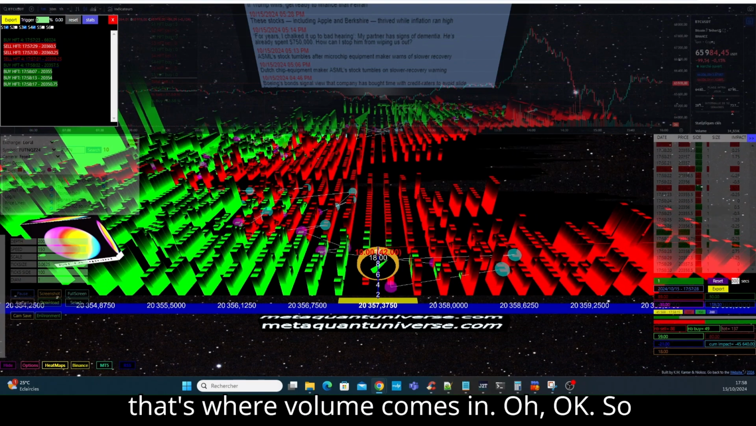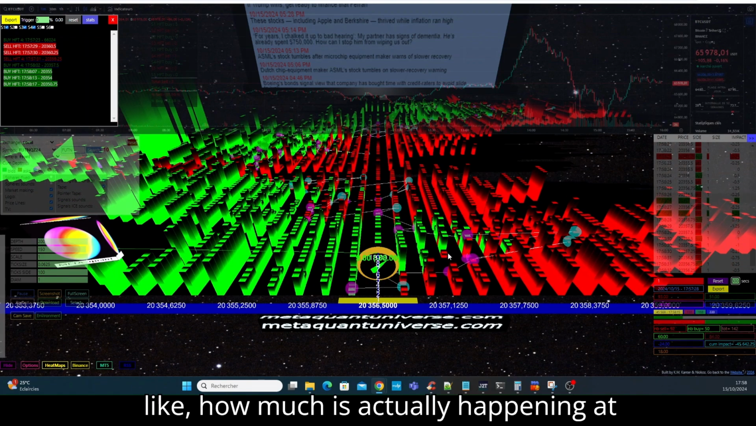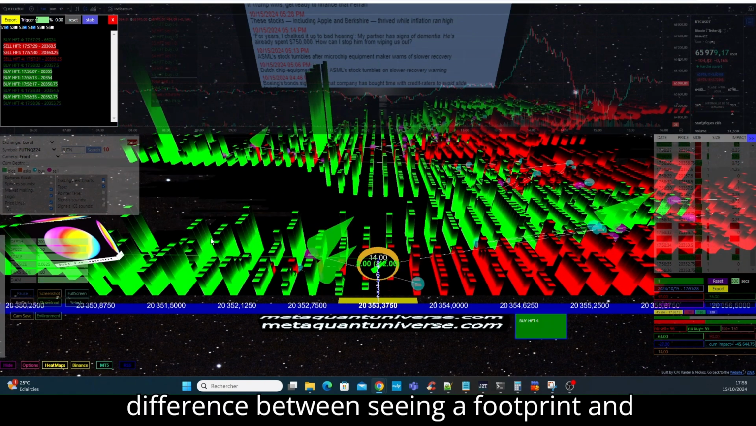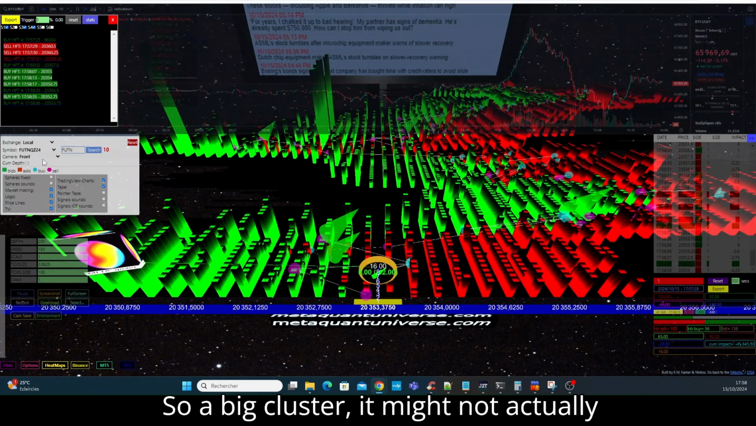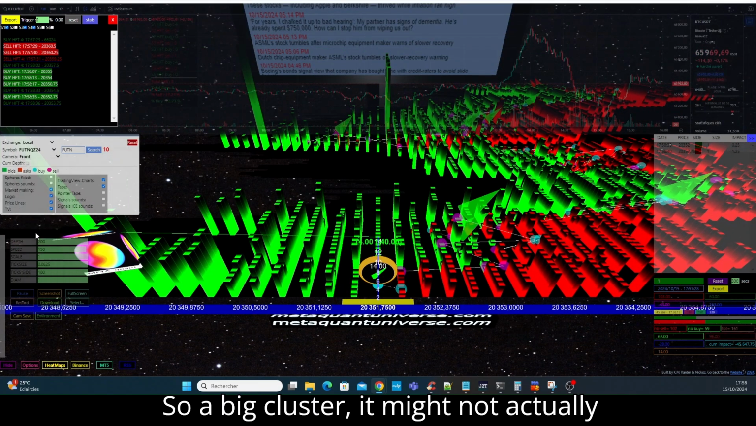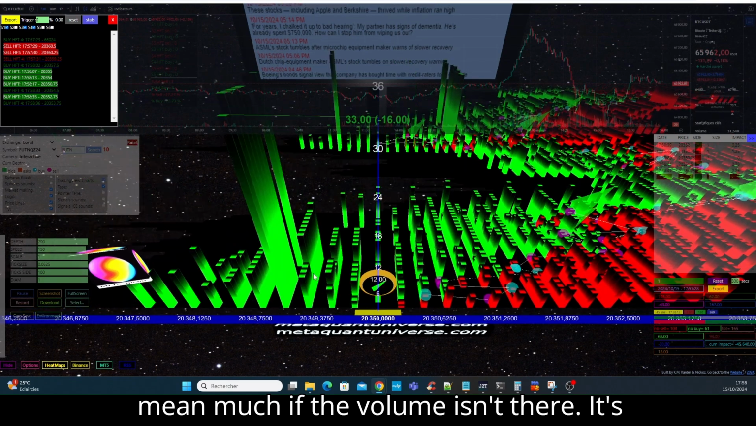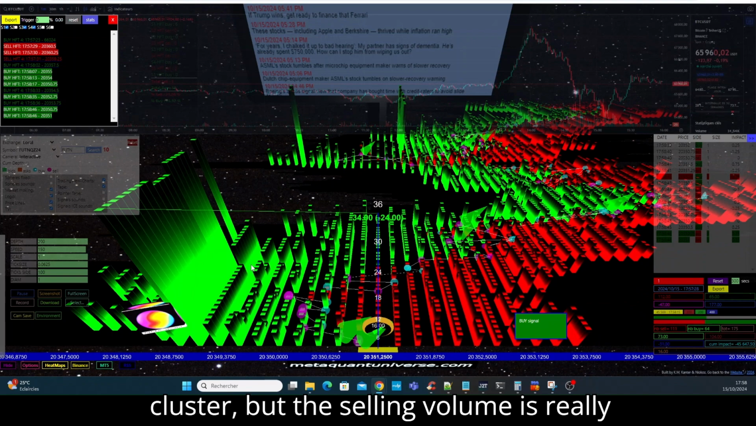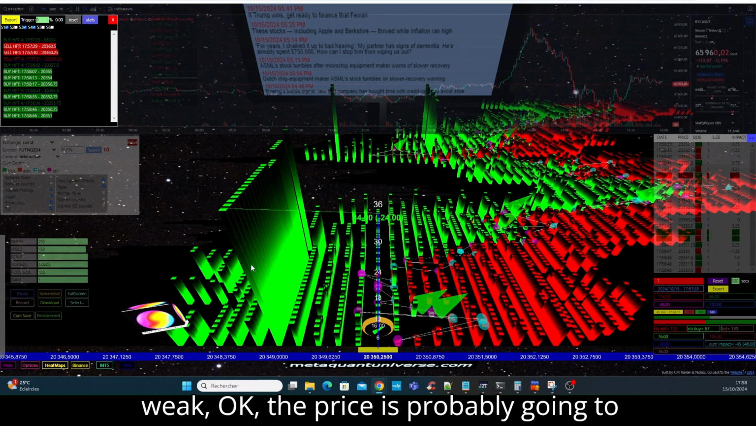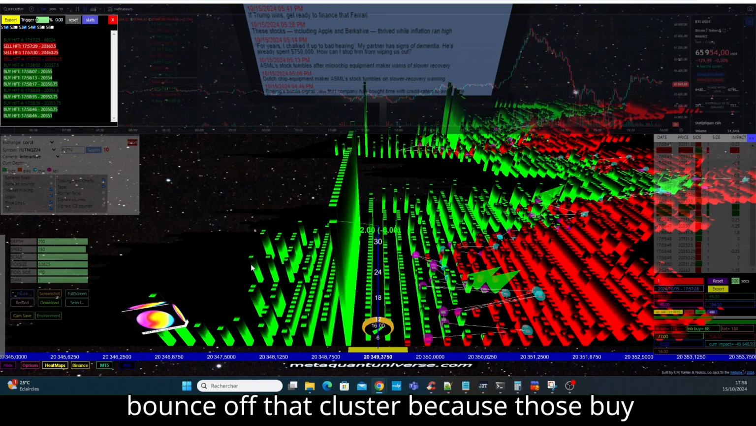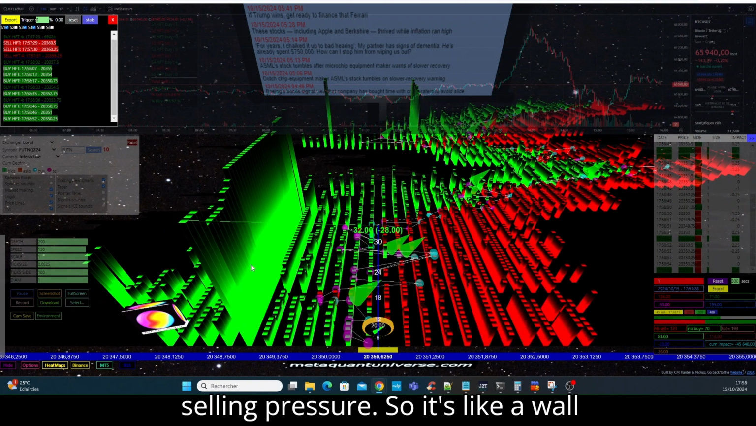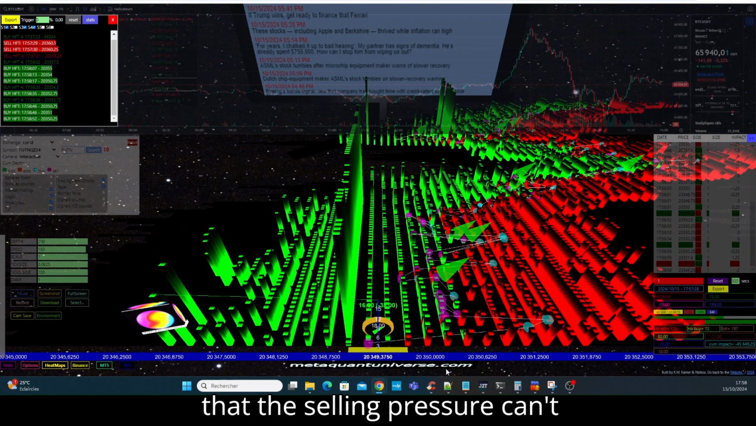And that's where volume comes in. How much is actually happening at that level? It's the difference between seeing a footprint and seeing a whole bunch of footprints. So a big cluster might not actually mean much if the volume isn't there. If you have a huge buy order cluster, but the selling volume is really weak, the price is probably going to bounce off that cluster because those buy orders are going to absorb that selling pressure. It's like a wall that the selling pressure can't break through.